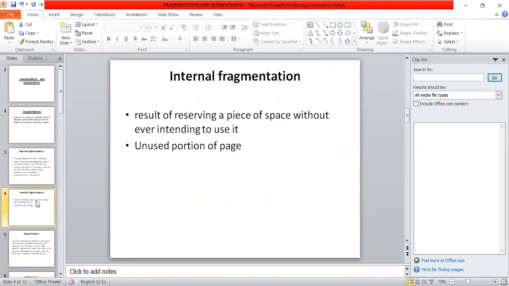Internal fragmentation happens when the memory is split into fixed size blocks. Whenever a method requests memory, the fixed size block is allotted to the method. Just in case the memory allotted to the method is somewhat larger than the memory requested, then the difference between allotted and requested memory is known as the internal fragmentation. That is the result of reserving a piece of space without ever intending to use it. It means the unused portion of the page.